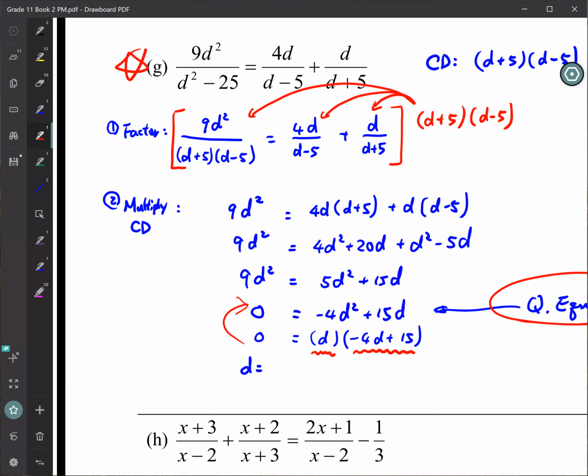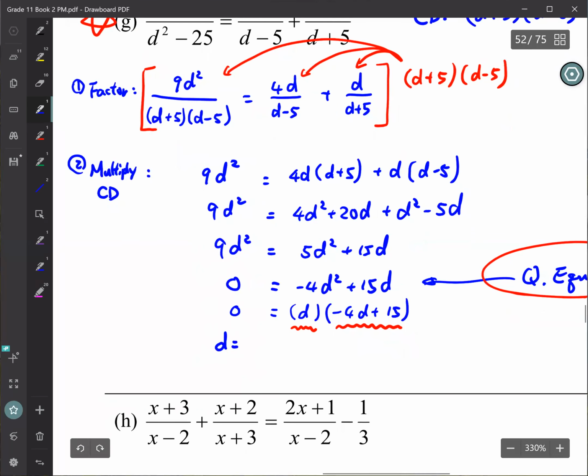Okay, yeah. So if you use the formula, then your A will be -4, B will be 15, C will be 0. But it takes a lot of time to plug all the numbers into the formula. So we wouldn't choose that if it's factorable.